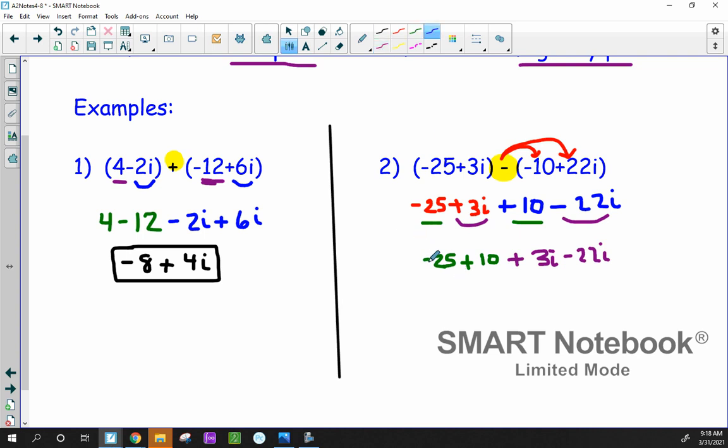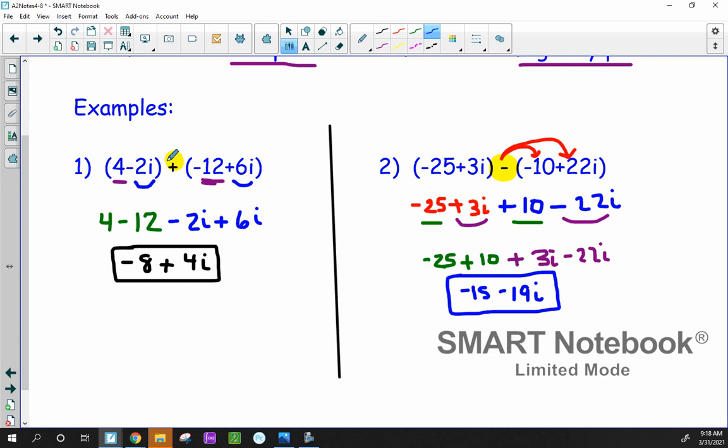Negative 25 plus 10 is negative 15. Positive 3 minus 22 is a negative 19. And that, of course, is the i term. And so here is my difference. Difference is the word we use for the answer to a subtraction problem. Here's the difference in these two complex numbers. Notice that the real part in my answer is negative 15 and the imaginary part is negative 19i.